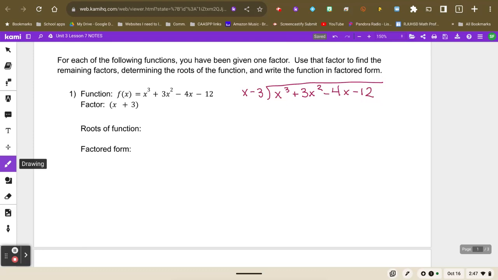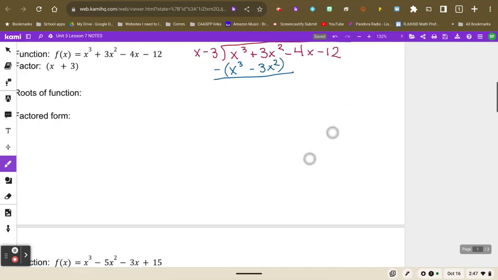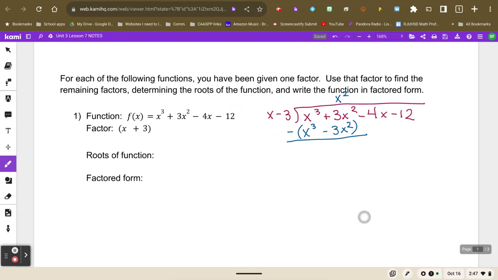So hopefully remember, we have an x, we want x cubed, so we're going to multiply it by x squared. x squared times x is x cubed, x squared times 3 is 3x squared. We put parentheses around it because we are going to subtract the whole thing. x cubed minus x cubed is gone. 3 minus a negative 3x will give, sorry, it's a positive. I wrote it negative, positive. There we go. 3 minus 3 gives me 0.